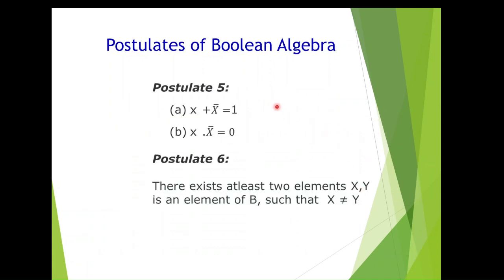The next postulate is x plus x bar is equal to 1. Similarly, x dot x bar is equal to 0. Then the sixth postulate is that there exist at least two elements x and y such that x is not equal to y. This is proved in Boolean algebra, because we have two values, 0 and 1, which are not equal. 0 is not equal to 1.